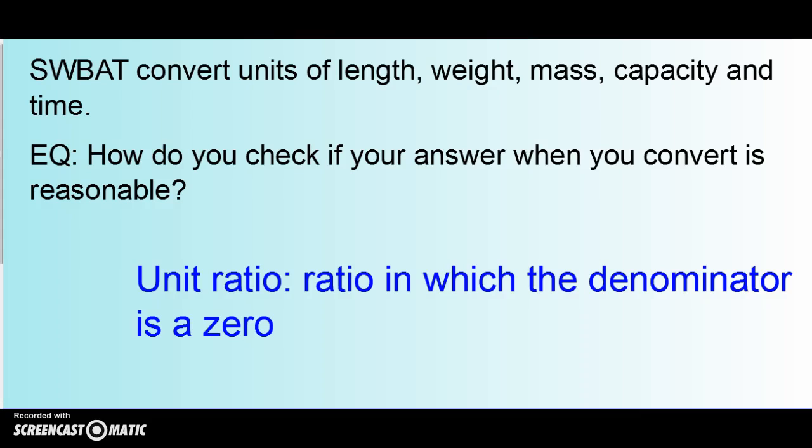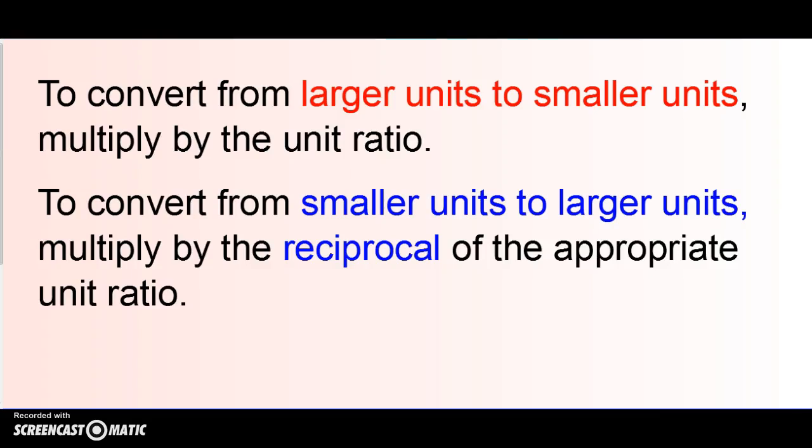Okay, so just a quick thought to keep in mind: a unit ratio is a ratio where the denominator is a 1, meaning inches per 1 centimeter or quarts in 1 gallon. So the denominator is usually 1 of something. To convert from larger units to smaller units, you'll find that unit ratio and then multiply. To convert from smaller units to larger units, you'll multiply by the reciprocal of that unit ratio. And I'll show you what that looks like in just a minute.